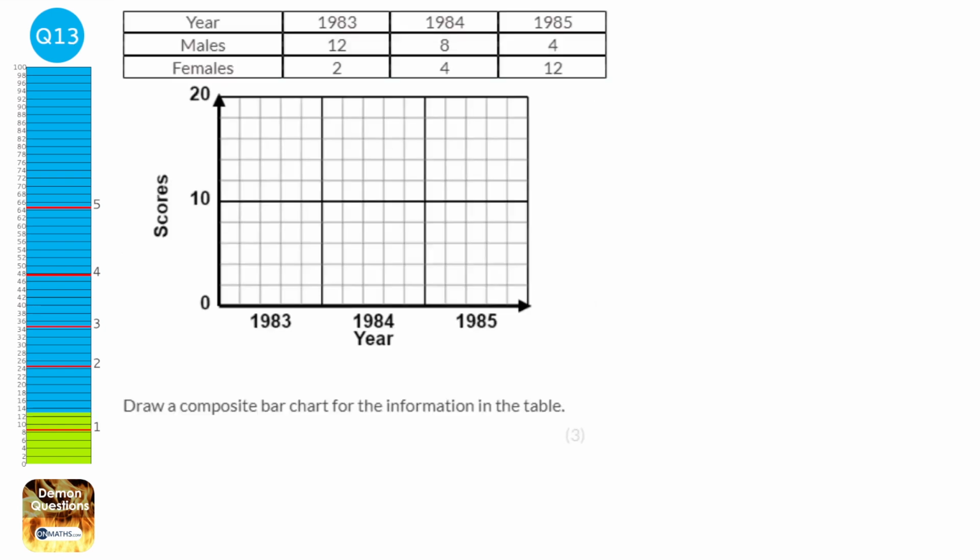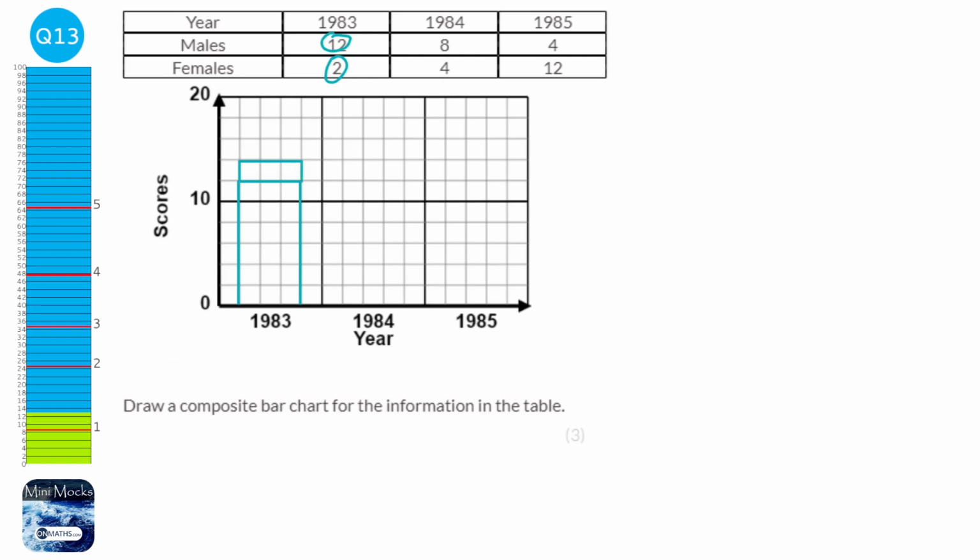So a composite bar chart is where you'll stack the bar charts on top of each other. So we're going to start with this 12 here. And so I'm just going to do a bar up to 12. And these lines go up in twos, so it would be there. And then we're going to do this females. So we've done the males, we're going to do the females. And the females is only going to be one high because they're going up in twos.